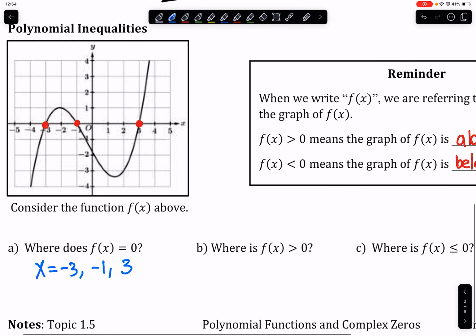For part B, we're asked to find where the function is greater than 0. Well, to be greater than 0, that means that our function is going to be above the x-axis. So for example, this part right here, the y values are positive. They're above the x-axis. These y values here are also positive, hence above the x-axis.